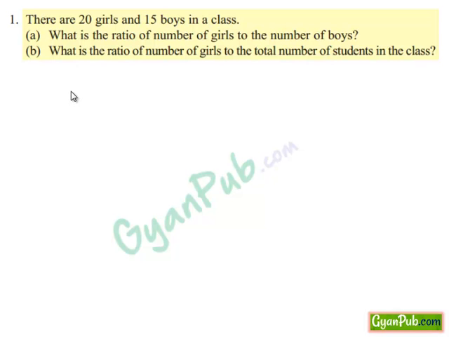Moving on to the first exercise. First question is, there are 20 girls and 15 boys in a class. What is the ratio of number of girls to the number of boys? And what is the ratio of number of girls to the total number of students in the class?